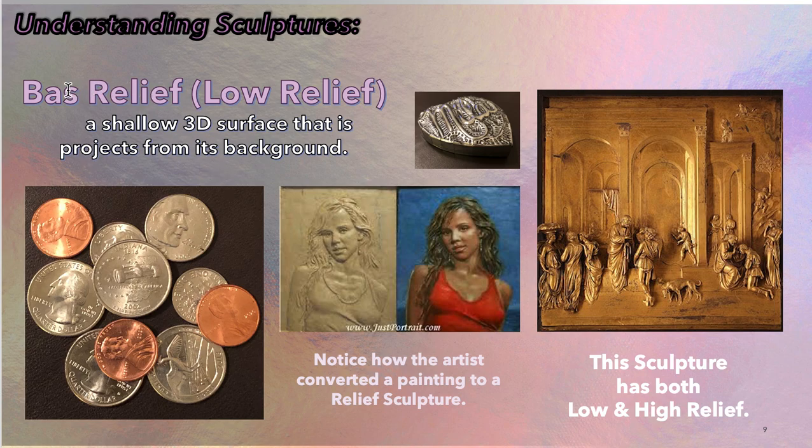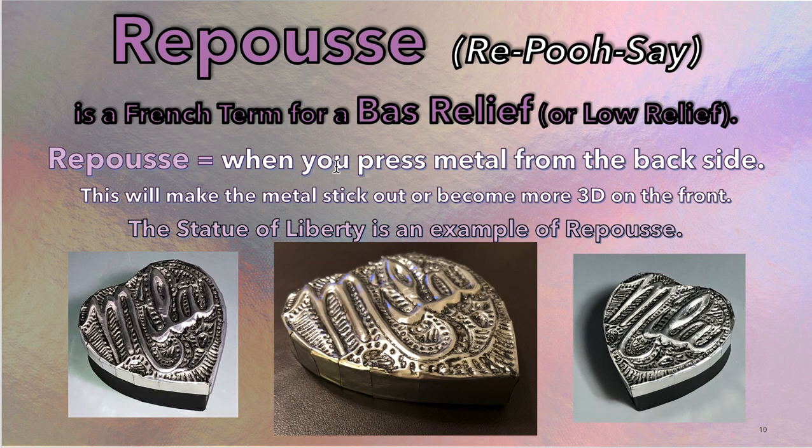Another type of relief is a bas relief, or low relief. It is a shallow 3D surface that projects from the background. You'll notice that the artist took a flat painting here and converted it to a relief. This sculpture has both low relief in the background, like a coin, and high relief in the foreground. Repousse is a French term for a bas relief or low relief like a coin.